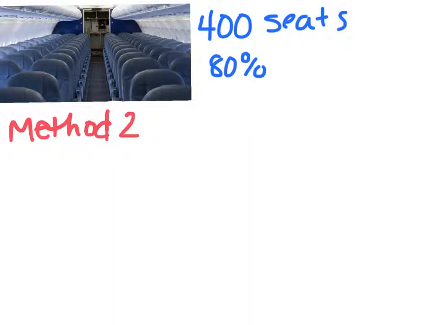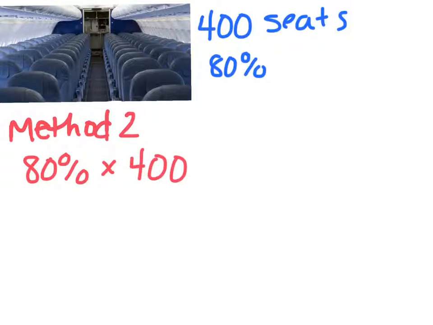Now let me show you method 2. Method 2 is actually the technique that I prefer for solving problems like this. We know that 80% of our seats are in the economy class cabin. Of is code for multiply, so 80% of 400 would simply be 80% times 400.